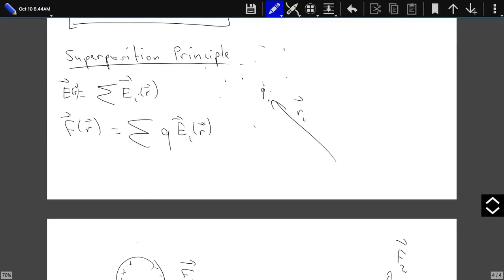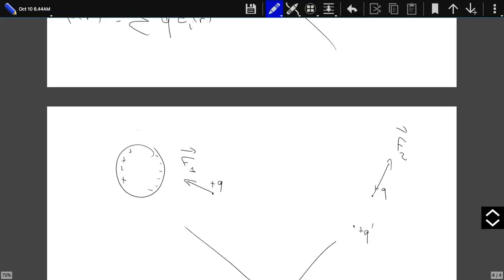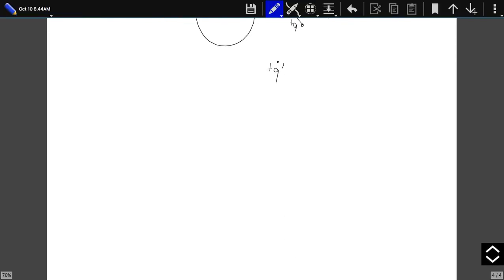But we are in electromagnetism. It's nice, it behaves nicely. Superposition principle holds. And the electric field of a charge distribution at the point R, we said this is equal to the sum of Qi times (R minus Ri) divided by the magnitude of R minus Ri cubed.